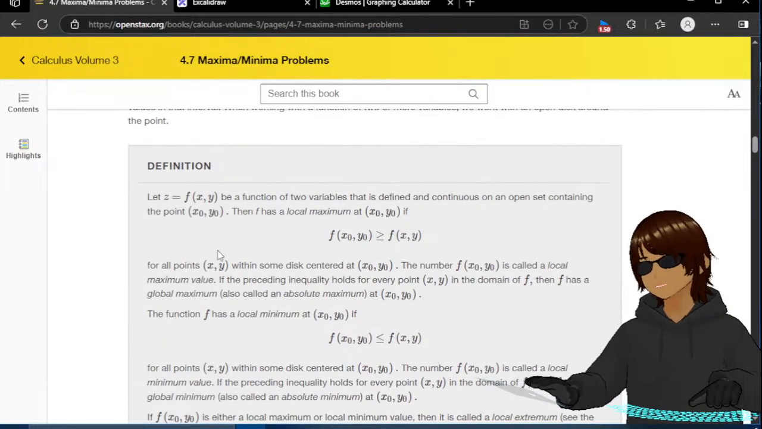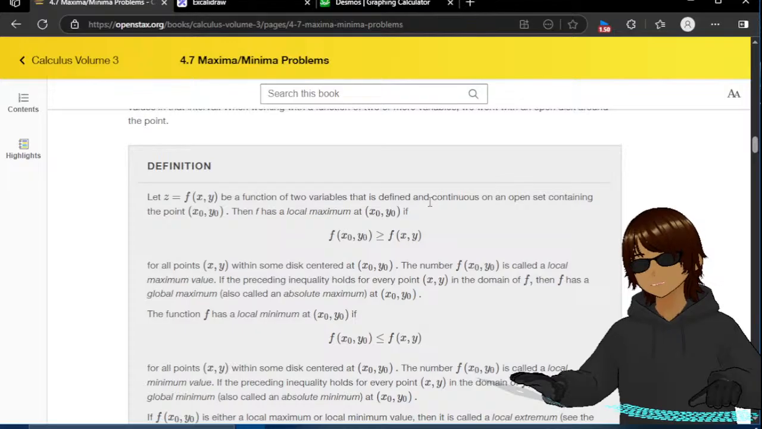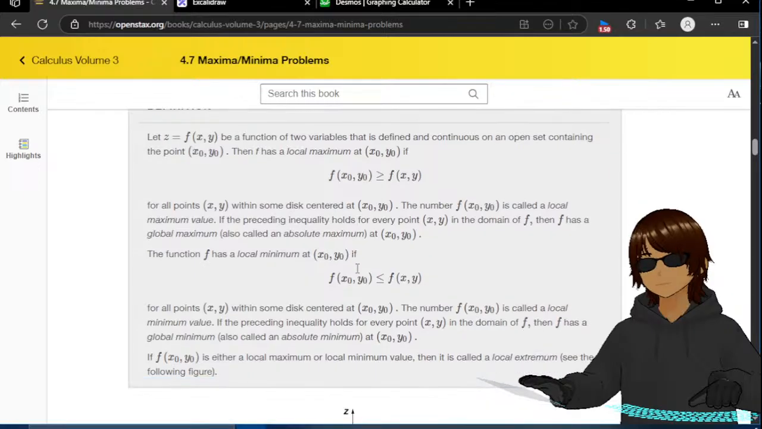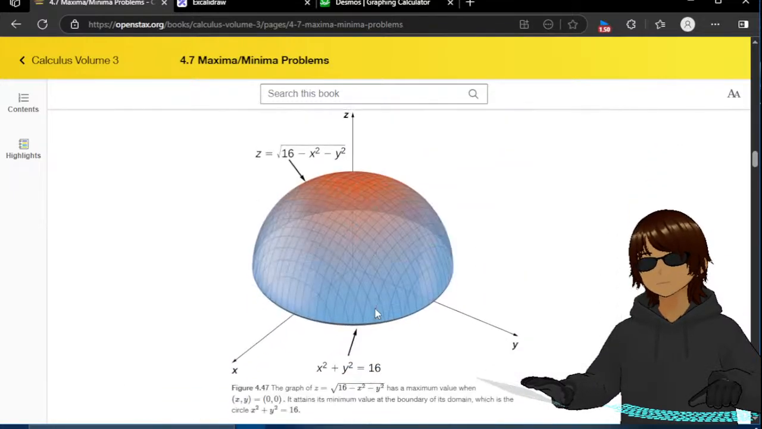Let f be a function of two variables that is defined and continuous on an open set containing the point x naught, y naught. The function has a local maximum at x naught, y naught if this condition is true for all points within some open disk centered at x naught, y naught. And it's a local minimum if this is true for all points within some disk centered at x naught, y naught.